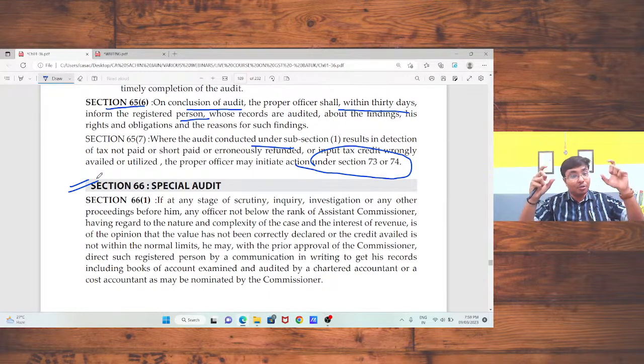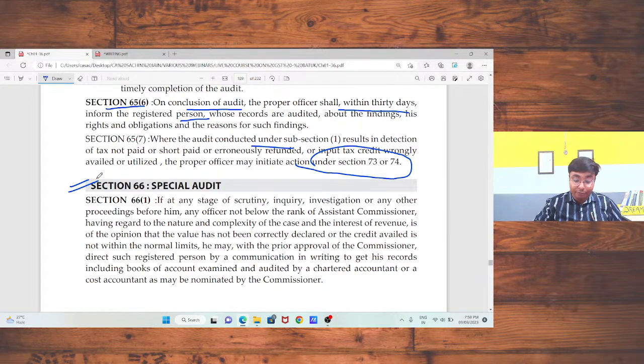Is that okay, sir? So today we had started a very important topic, that is audit and assessment. Okay, sir. If you have any issue, you may raise the question in the chat box, or you may raise the query in the WhatsApp group, so that we can discuss that query also.